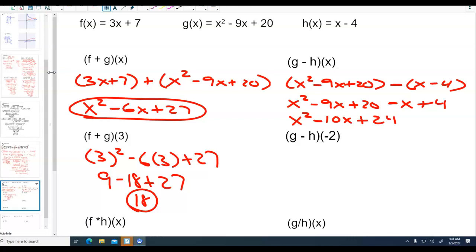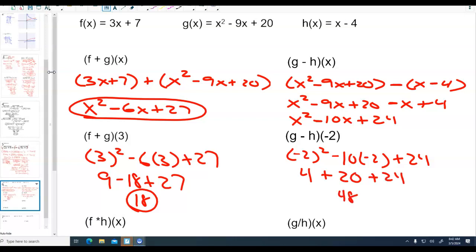When they want g minus h of negative 2, wherever I see x, after I do the subtraction, I plug in negative 2. Negative 2 squared is a positive 4. Negative 2 times negative 10 is positive 20, plus 24, and my answer is 48.